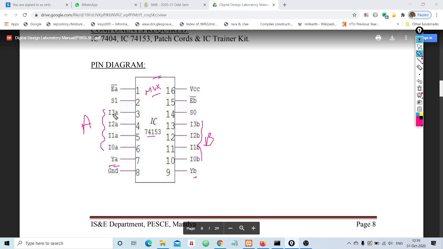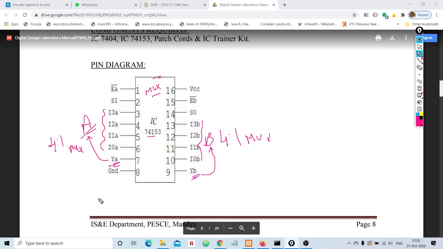How many inputs does the A multiplexer have? 1, 2, 3, 4. And I hope you can tell me now what YA means. YA is an output line of multiplexer A. So I can say A is a 4:1 multiplexer here. Similarly, what is YB? It is the output of the multiplexer labeled as B. So even here it is a 4:1 MUX, right?